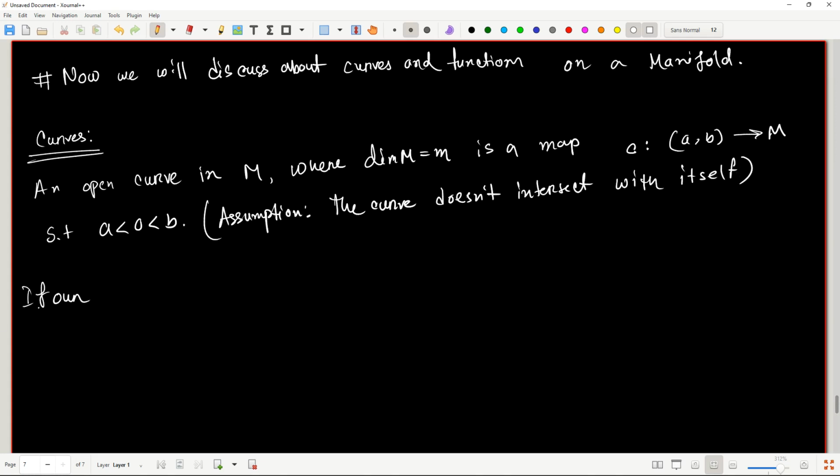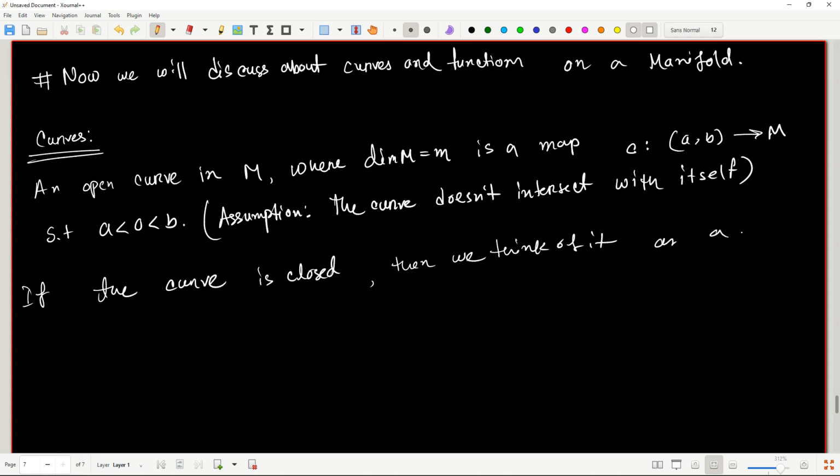Okay, moving on. If the curve that we're dealing with is closed, then we think of it as a mapping from the circle S1 to M. That is, if my curve is closed, I can now define another map C from the circle to the manifold.